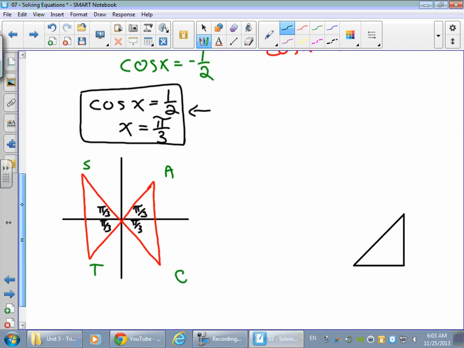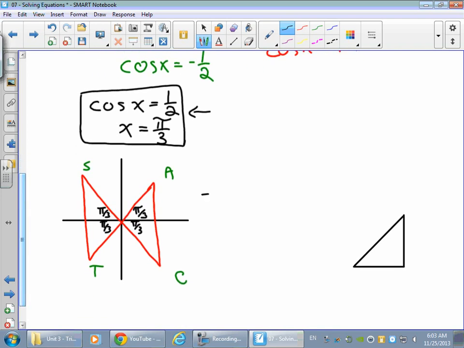And so again, with the CAST rule, essentially this is the butterfly that we have to look at. And this time, though, we're looking for cos to be negative. And so the two negative angles are in the second and third quadrant. So essentially we have that angle and we have that angle that are possible solutions for us.